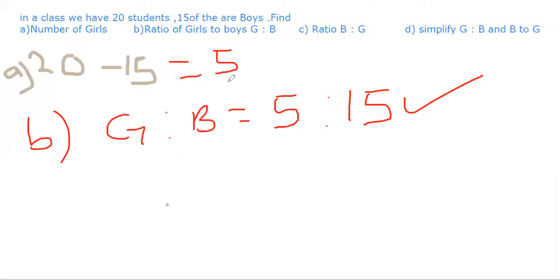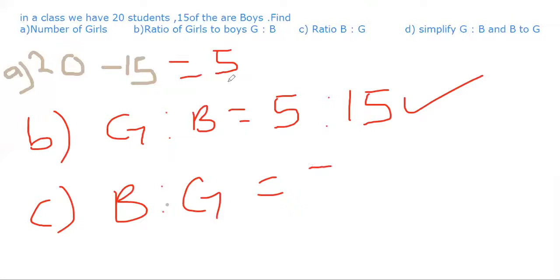So now let us go into the ratio of boys to girls. What is the ratio of boys to girls? Simple. The ratio of boys to girls is also very, very simple. Boys to girls will be 15 is to 5. Simple, just direct.